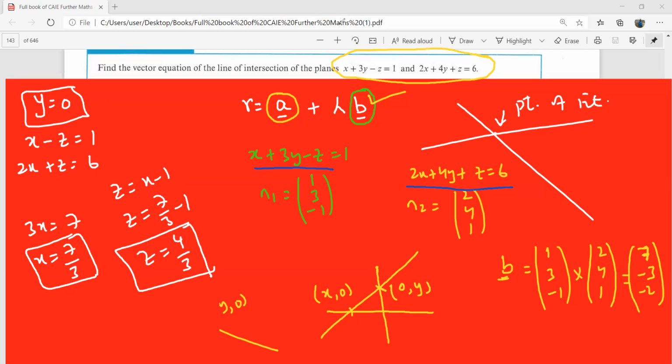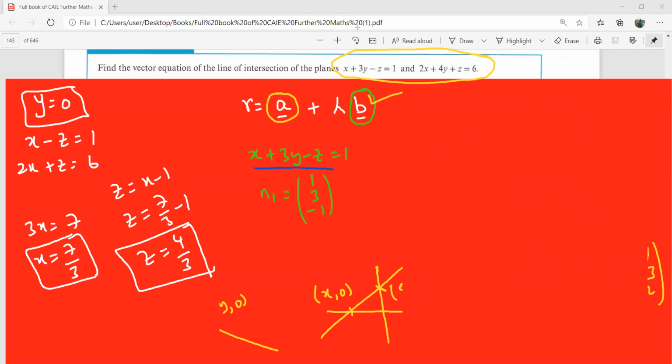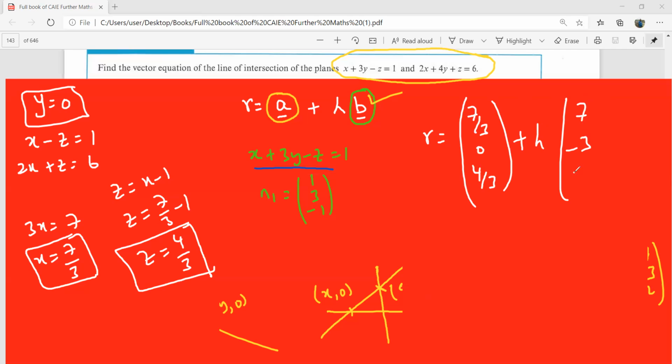So this way we get the equation of the line of intersection of these two planes, which is going to, oh, what was that? Normal to the plane. Did you write that? So that is going to be r equal to 7 over 3, 0, 4 over 3. We cannot simplify this because it's a position vector, okay? And then plus lambda here. Now tell me, what was that? 7 minus 3 minus 2. So that is the equation of the line of intersection of these two planes.